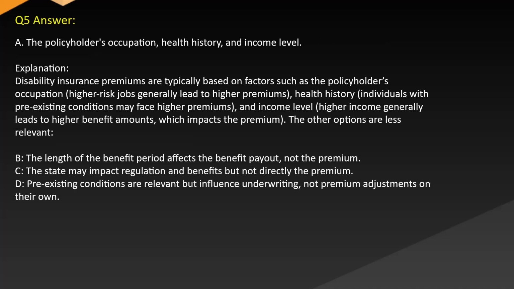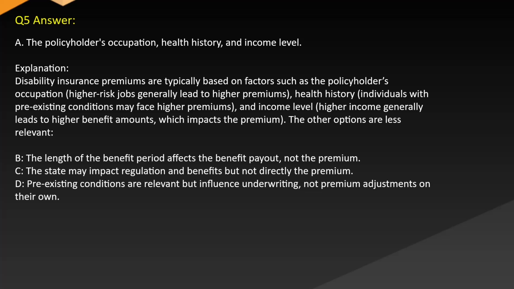Answer A. The policyholder's occupation, health history, and income level. Explanation: disability insurance premiums are typically based on factors such as the policyholder's occupation. Higher-risk jobs generally lead to higher premiums. Health history: individuals with pre-existing conditions may face higher premiums. And income level: higher income generally leads to higher benefit amounts, which impacts the premium.